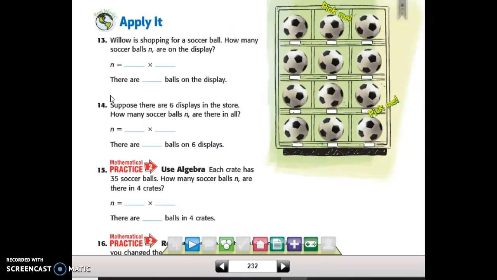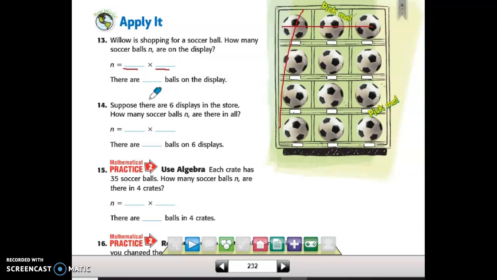And when you get to the word problems on page 232, you may be wondering what exactly they're asking here. It says Willow is shopping for a soccer ball. How many soccer balls are on the display? Well, what they're asking here is they want you to do rows by columns. And that's the multiplication equation that they're looking for. So how many are in each row and how many are in each column? And that's your multiplication. That's what they're asking for there.